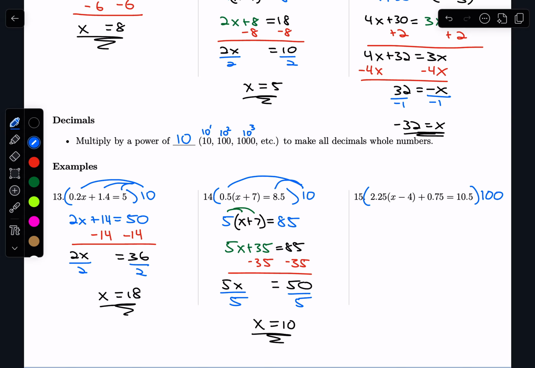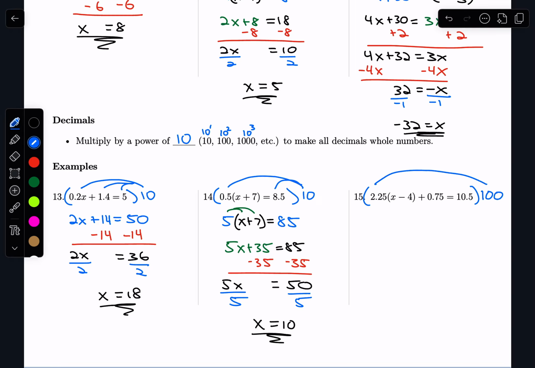So 2.25 is really 2 and 25 hundredths. Notice hundredths, 100, and 100 is what I'm multiplying by. 0.75 is really 75 hundredths, and 10.5 is really 10 and 5 tenths. So all of my decimal places were hundredths, hundredths, and tenths. The biggest of those is 100, so I'm going to multiply everything by 100.